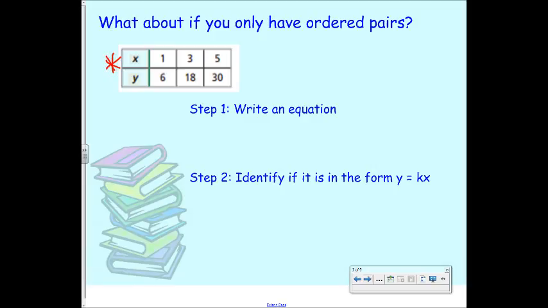What could I do to x to get to y? Times 6. So how would I write that as an equation? Y equals 6 times x, because I'm multiplying 1 times 6 to get 6, 3 times 6 to get 18, 5 times 6 to get 30. So then is it a direct variation? Yes. What's my k value? Yes, k equals 6.